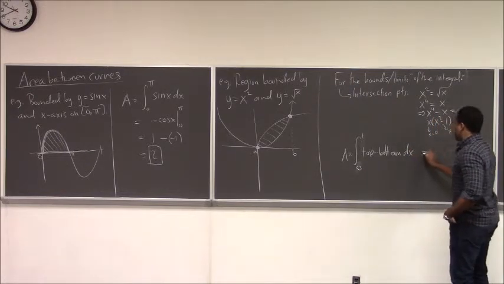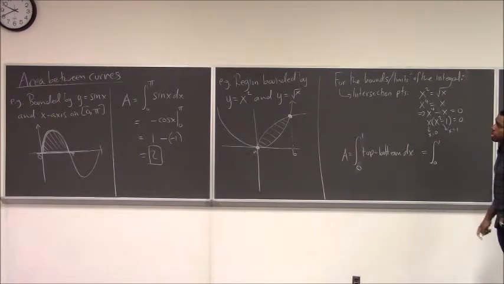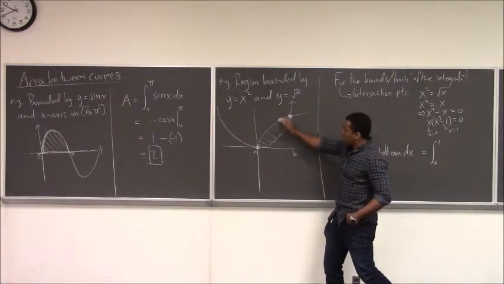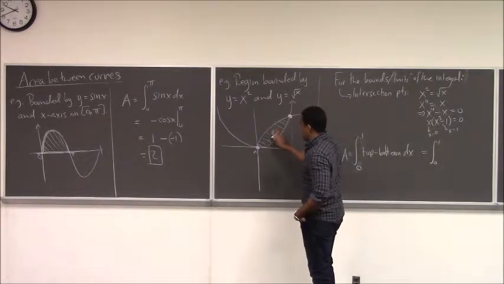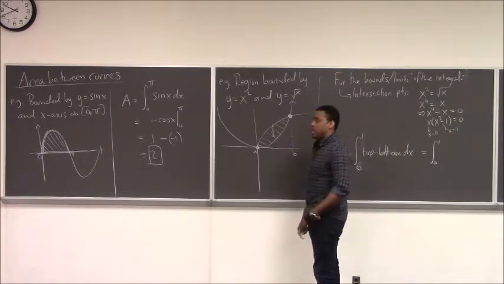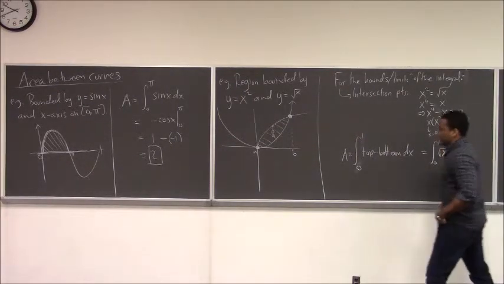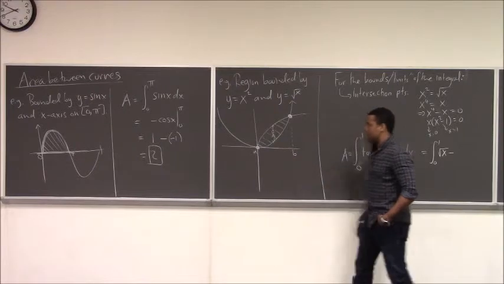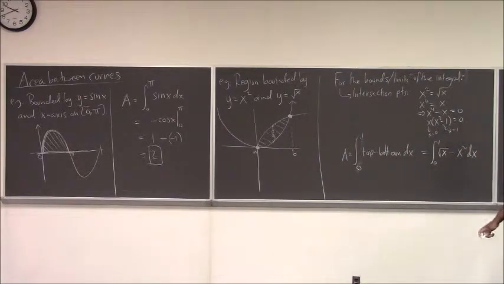And so ultimately we have to integrate 0 to 1 of the top curve, which in this case you can see is the square root function. That's on top, right? Imagine you're a little man trapped in the shaded region. If you look up, who are you seeing? The square root. Minus, if you look down, who are you seeing? Well, x squared. So that's what we have to do.